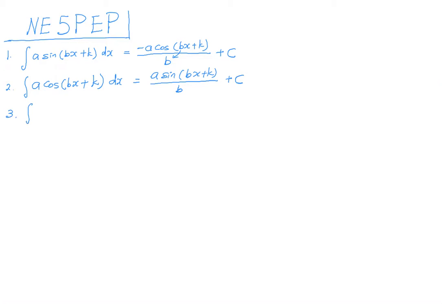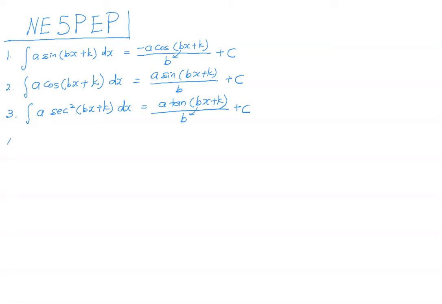If I integrate secant square of an angle of this form. So if you integrate secant square, what do you get? Tangent. You get tangent. And also divide by the coefficient of x, then plus c.